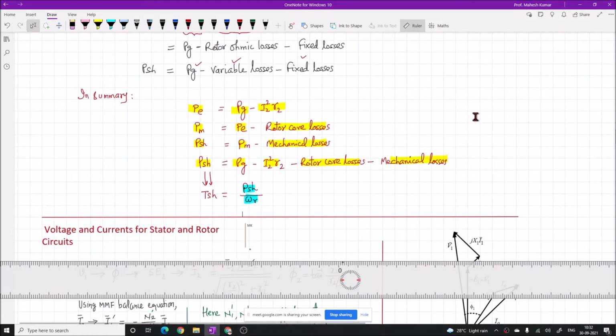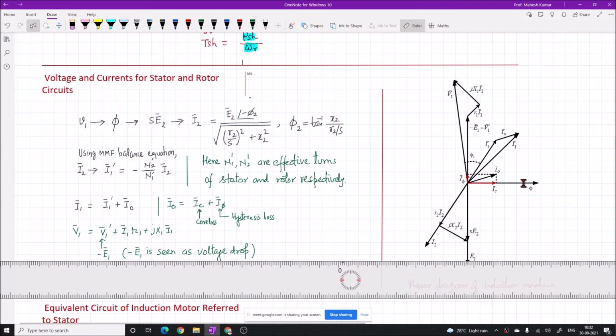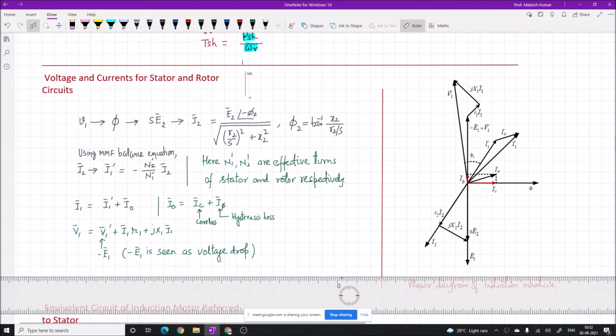So now we have an understanding of the various power components in the induction machine, in the rotor and the stator circuit. We have understood the concept of the revolving field and the induction process through which the voltage and current quantities are induced, and they develop the power and the torque in the system. Now let us look at various expressions for voltage and currents and the phasor diagram.